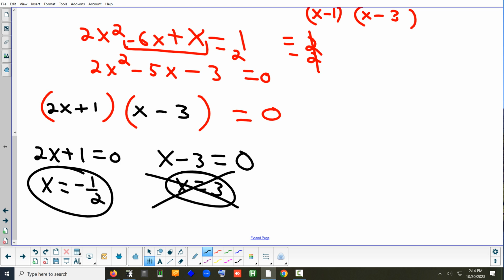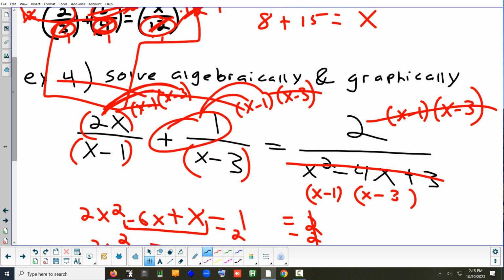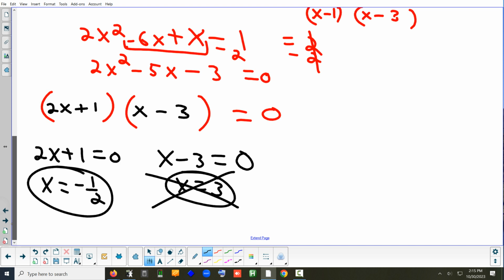Okay, let's check negative 1/2. If you plug negative 1/2 in here, will you get 0? No, you have to plug in 1. If you plug negative 1/2 in here, will you get 0? No, you'd have to plug in 3. So all you have to do is check those 2, because this one is just the product of those 2. So negative 1/2 will work fine. And that's the only answer to this problem.